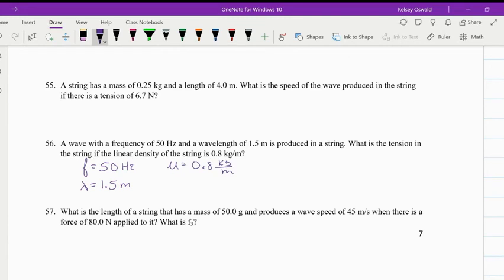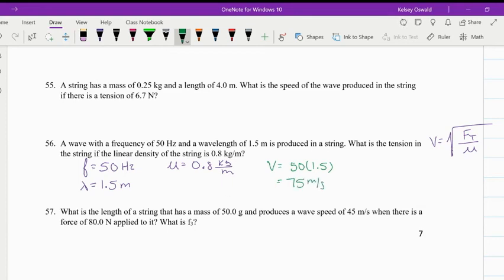Okay, so we know if we're looking for tension, our equation is that our velocity is equal to the square root of our force of tension over our linear density. But before we can solve this, we don't know our velocity or our force of tension, so we would want to solve for our velocity first. Since we're given the frequency and wavelength, we can multiply those together and find that this wave has a velocity of 75 meters per second.